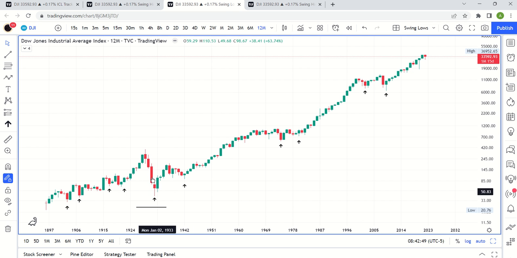So you can see this is your swing low here, and that's your rally from the swing low. This is your swing low here. That's your little rally. It's pretty short. This swing low had a pretty monster rally, right? This is your swing low off of the global financial crisis. I mean, look at that rally. And that's the way to think about it, right?